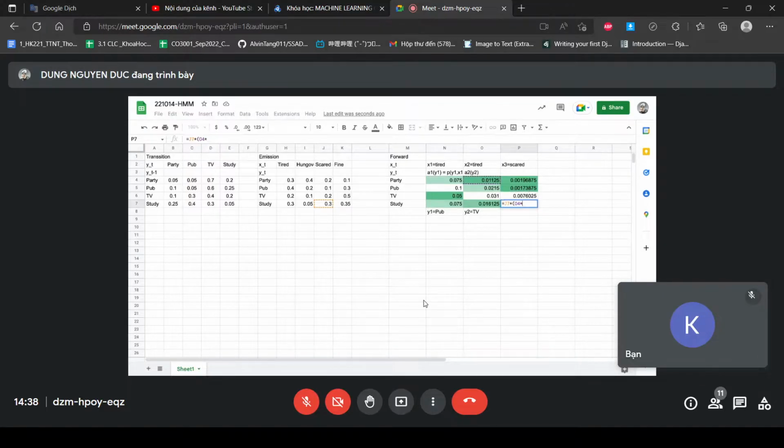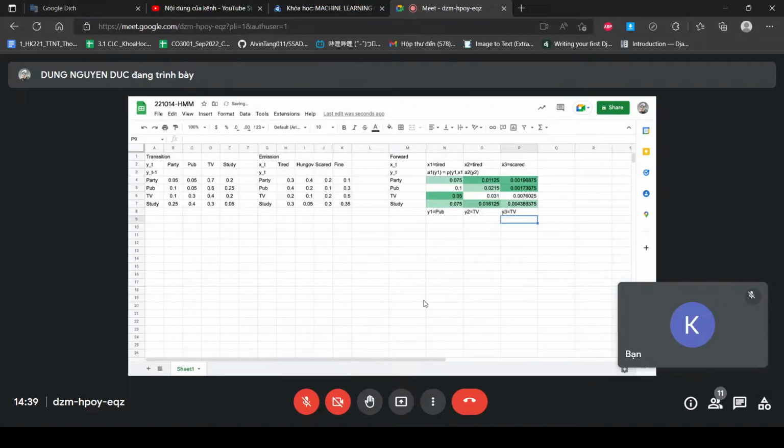O4 multiplied with E4 plus O5 multiplied with E5 plus O6 multiplied with E6 plus O7 multiplied with E7. Okay, so you have everything ready, and there we go. It's easy for you to give y3 equal to TV.